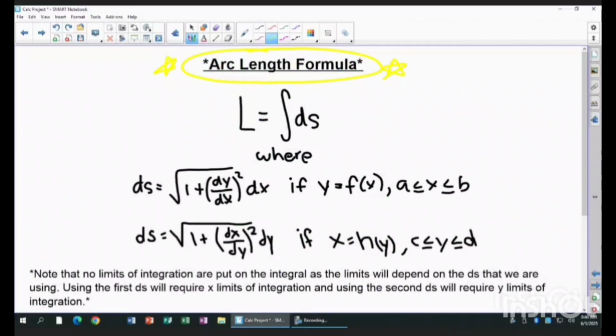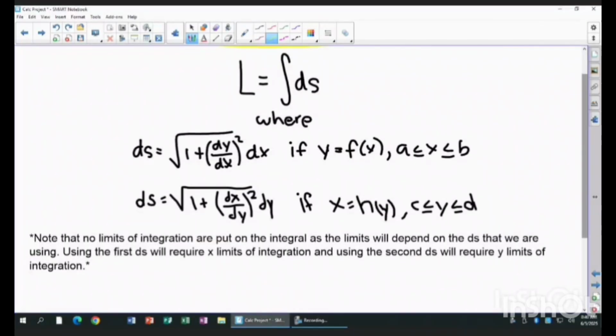So this is the formula for arc length that you need to know. Very important, start writing it in your books. It is L equals the integral of ds. There are 2 different ds's: one in terms of dx and one in terms of dy. This is how you determine which one you use. If it's in terms of x, you use the first one, and if it's in terms of y, you use the second one.